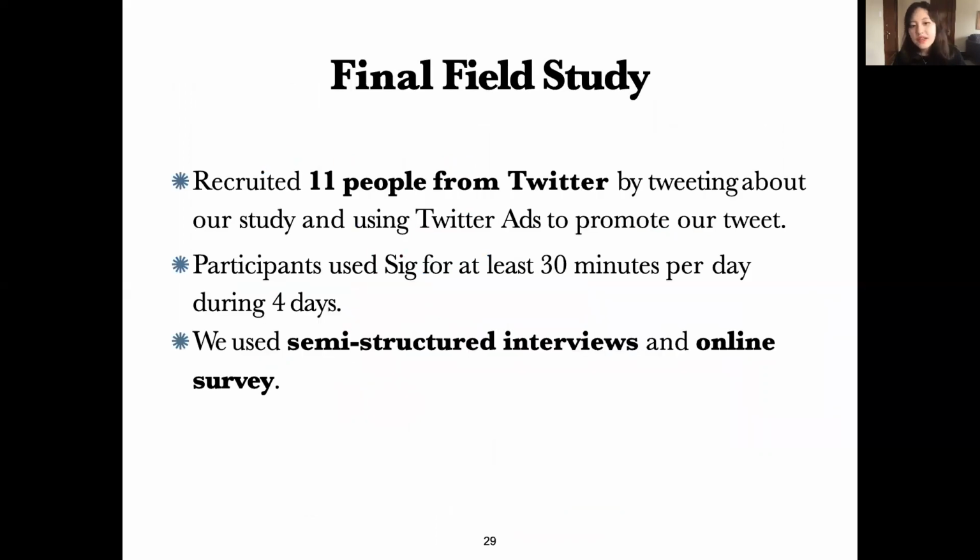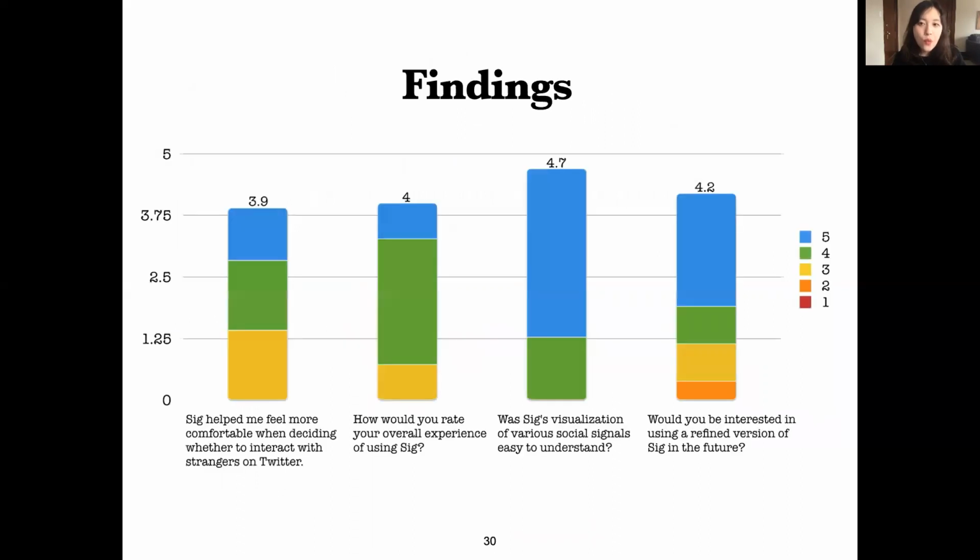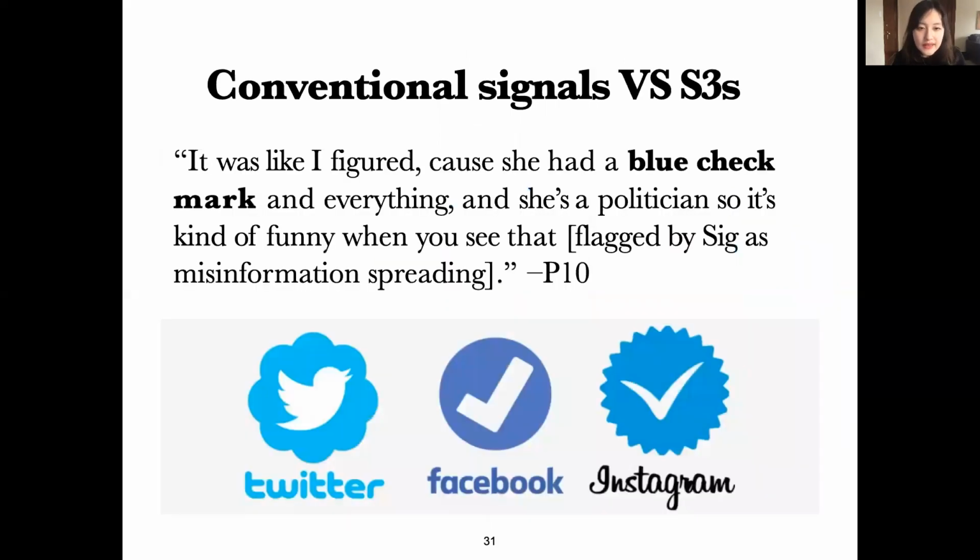So we recruited 11 people from Twitter by tweeting and using Twitter ads to promote our tweets about the study. And we asked people to install SIG and browse through Twitter just like they do in everyday life. And we used online survey and interviews to understand their experiences. And while the survey results show that people were overall positive about their experiences, I want to talk about our findings from the interview. I think the most interesting finding was that SIG contravened conventional social signals.